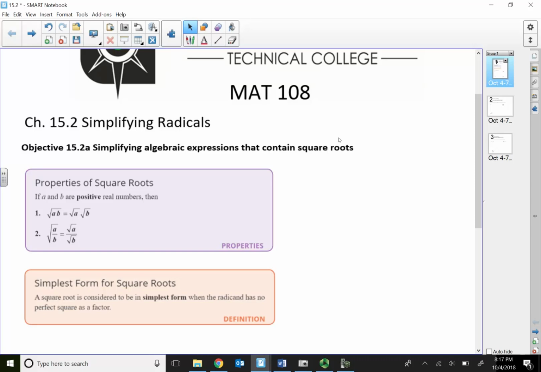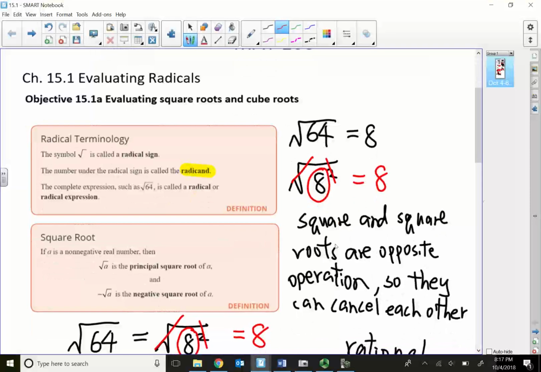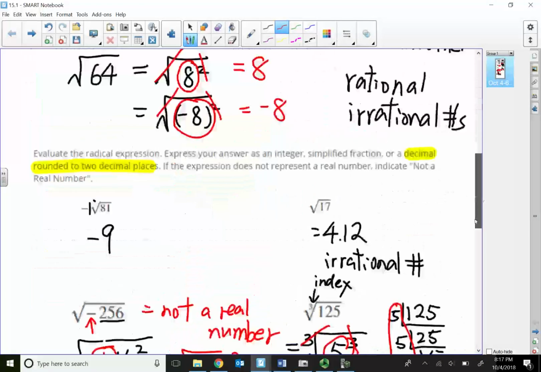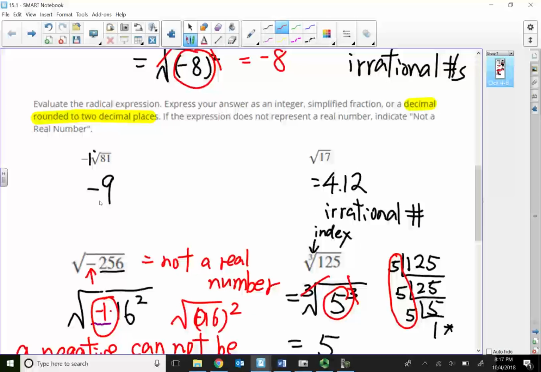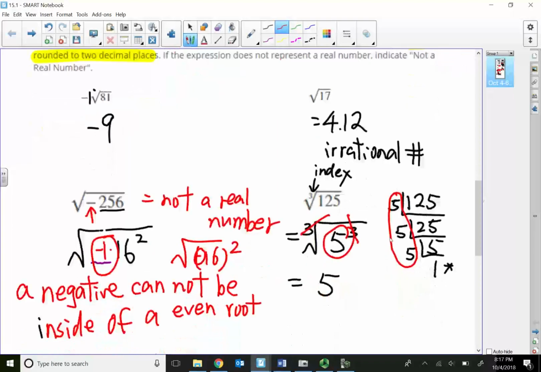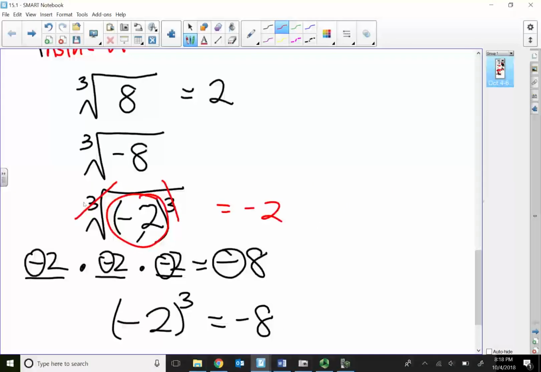Module 15. In this lecture video, let's take a look at how we can simplify our radicals. We spent a lot of time in the previous video talking about radicals, especially how square and square root are opposite operations. They can cancel each other out. The different types of answers we can end up with may be an integer, maybe some sort of decimal because they are irrational numbers, and knowing that a negative can never be inside of an even root, but it can be inside of an odd root.